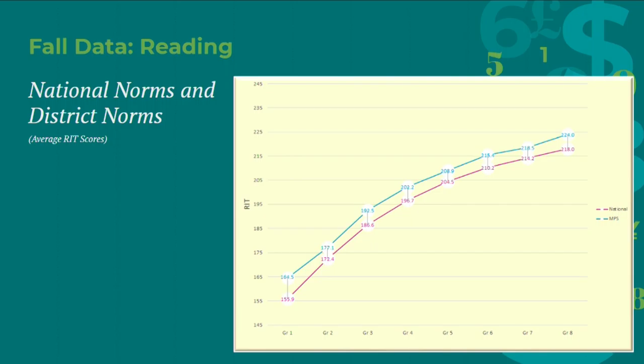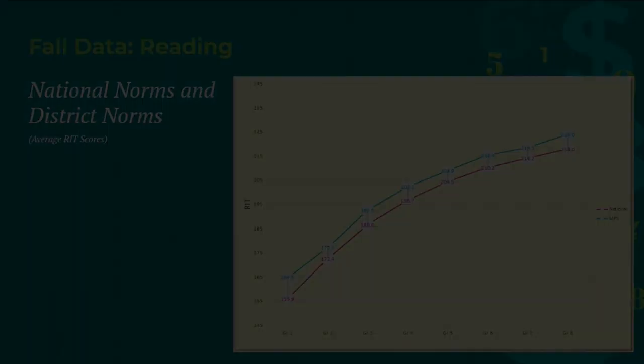So you will see that the MPS line is well above the national line, and you will notice a slight dip in the two at second grade. And to let you know, in second grade, that is the first year that students are reading the test on their own. In K-1, the test is read aloud to them using headphones. So that's interesting data for us to look at. So that is fall data that we have with MPS. Moving on to the next slide.